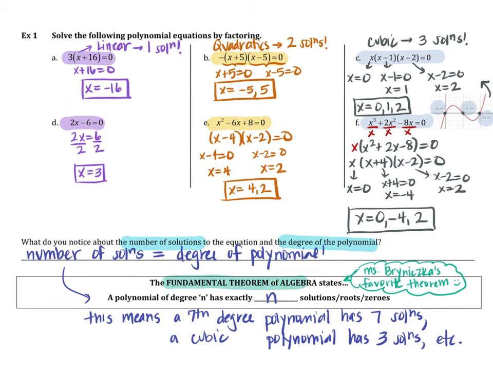I also wanted to point out I put a graph of a cubic up in the right corner in gray, and you can do this on Desmos as well. You can type the function in and your x-intercepts are your solutions. Okay, so big idea that we need to frame this unit with is the number of solutions equals the degree of the polynomial.